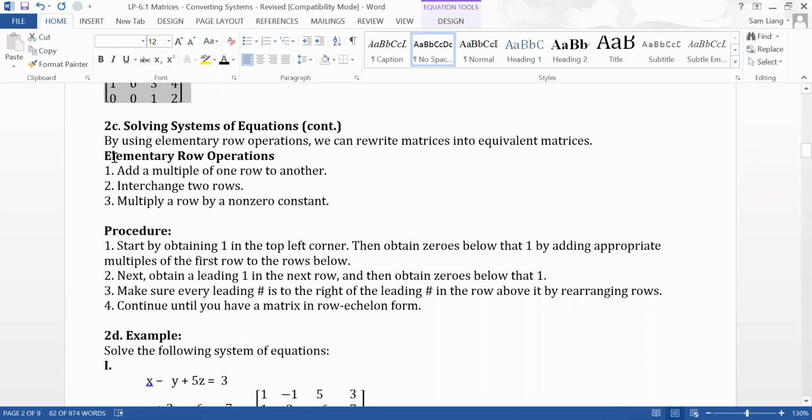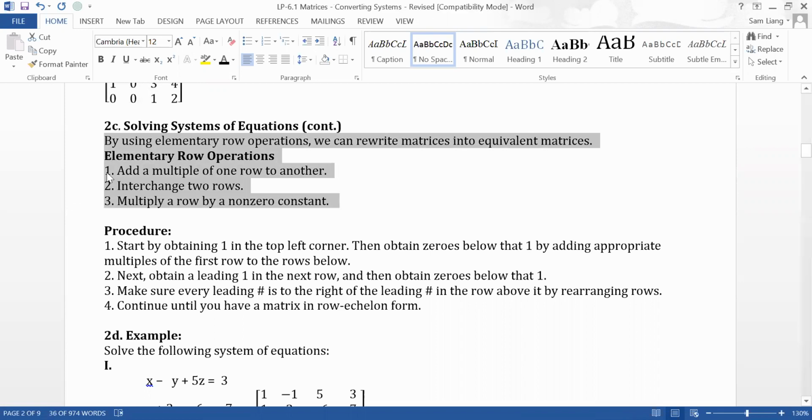Okay, so a couple things you need to know for the moves that you can do in solving a matrix. The mechanics of matrices are called elementary row operations, right? We work with the rows. By using elementary row operations, we can rewrite matrices into equivalent matrices, and by equivalent matrices, that just means that they have the same solution. The numbers might be different, but you're gonna end up with the same solution if you stick to these three elementary row operations.